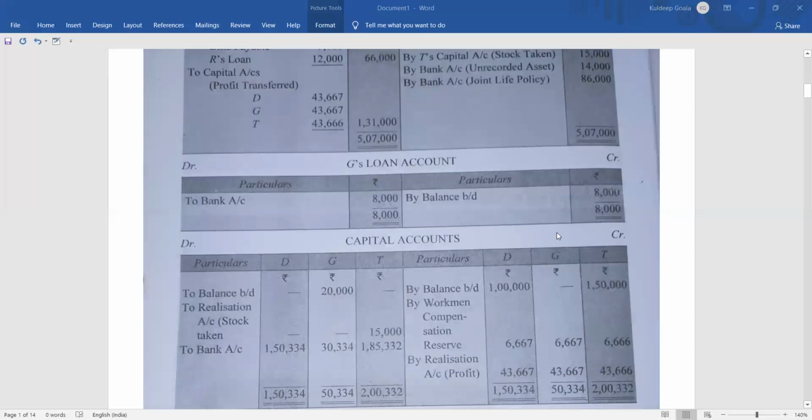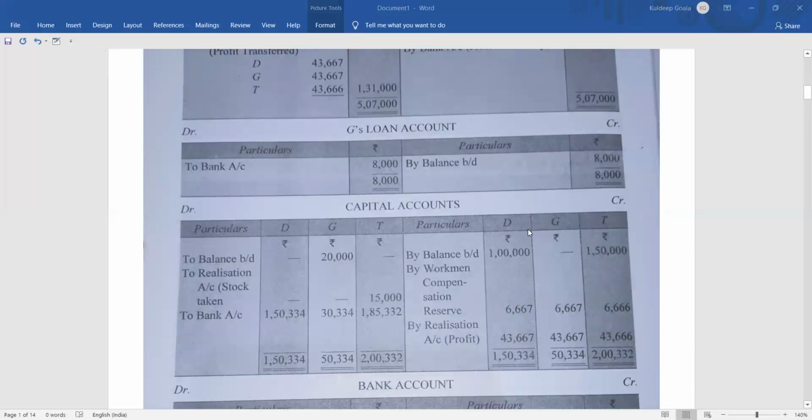Then coming to the next one, capital account. We'll go to the capital account now. So what is in the capital? First of all, in the credit side, nothing is there. In the debit side, we have got the bank. How much? 1,50,334 in case of D, 30,334 in case of G, and 1,85,332 in case of T. In case of T it is a little less, no problem. The last amount we have adjusted, that is why it is 32.